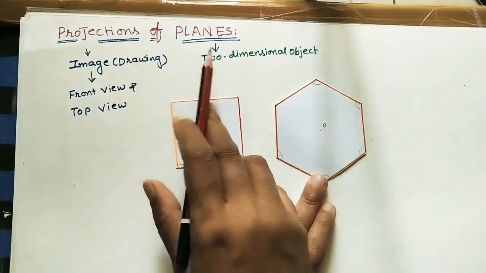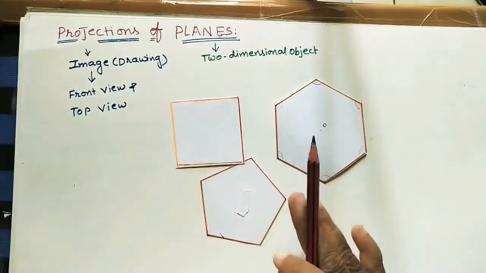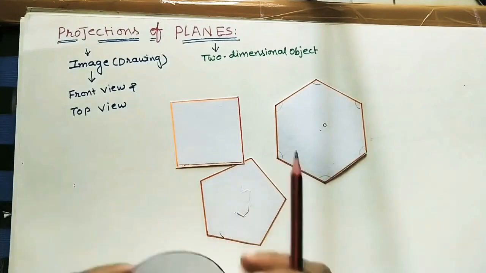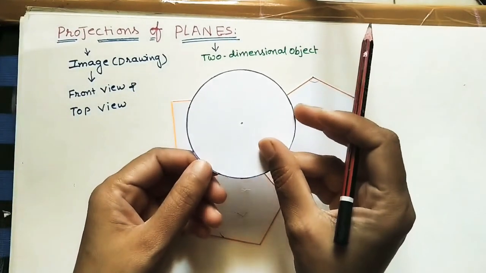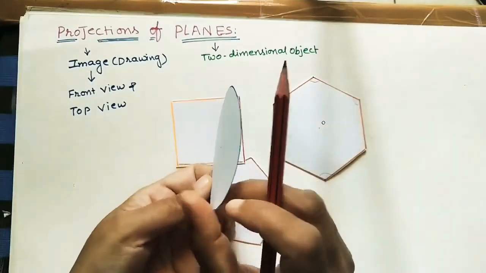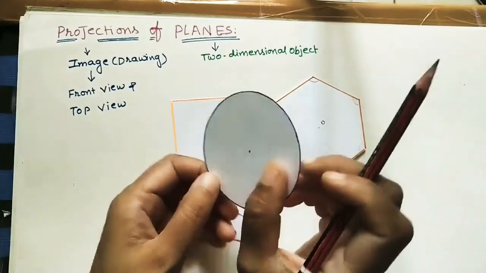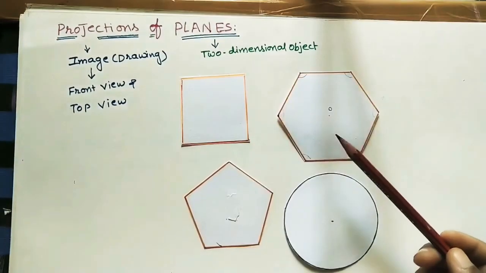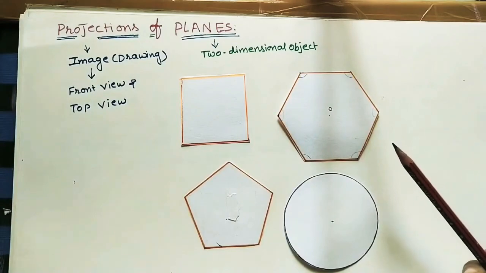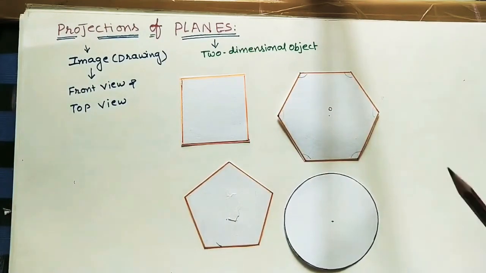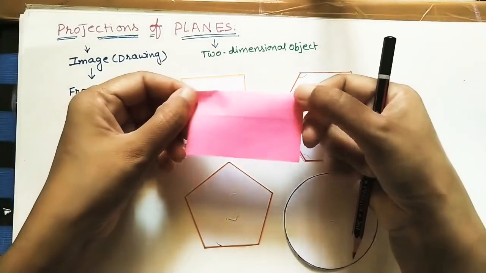So in projections of planes we are taking all regular polygons. Instead of polygons we are taking a circle also, a circular plate. It also has negligible thickness. Instead of these examples we can take a heptagon also. A heptagon has 7 sides. An octagon has 8 sides. And we can take the rectangular plate also.